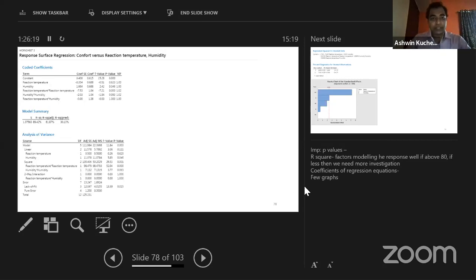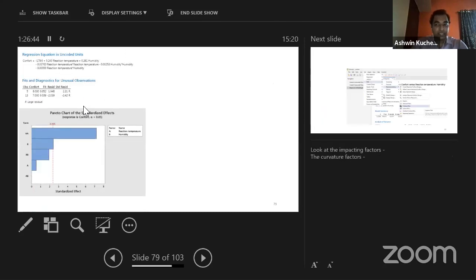So the R-square, these are the factor modeling, and that response should be above 80. It is said that it should be above 80. Then we say that the model is a significant model, or the model is within the investigation, or no more investigation is needed. Also, along with these p-values, coefficient values, and this R-square, there are different graphs which need to be considered.